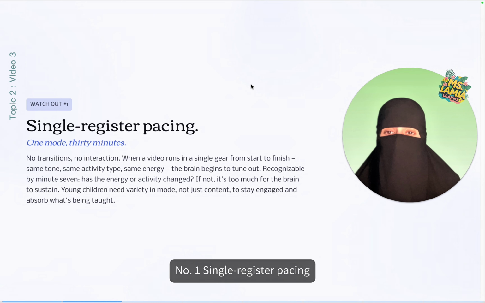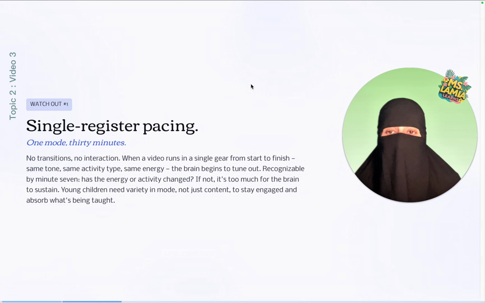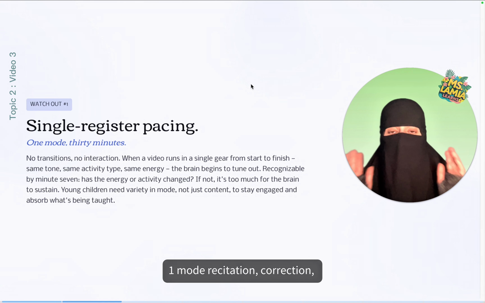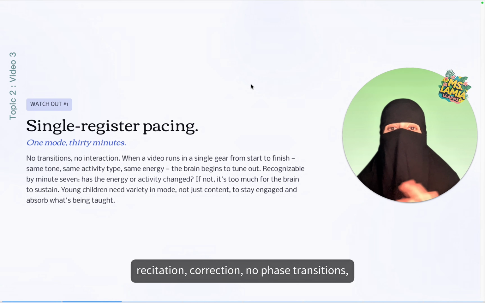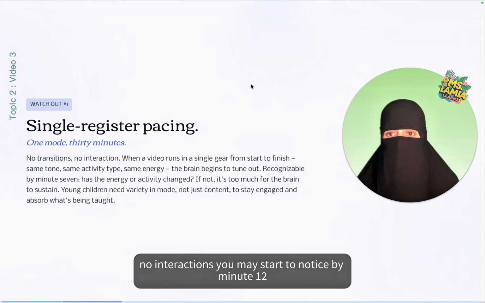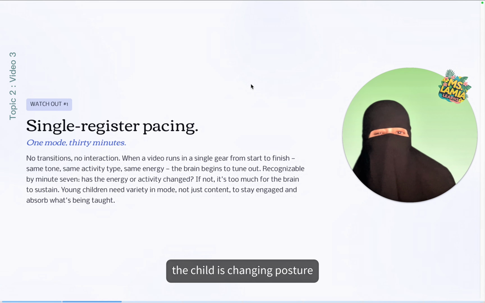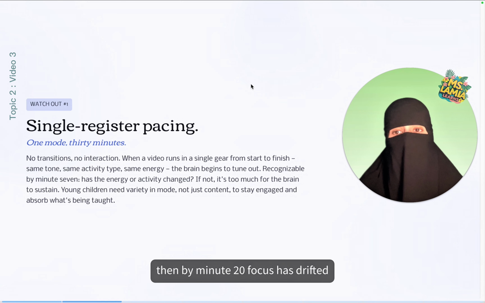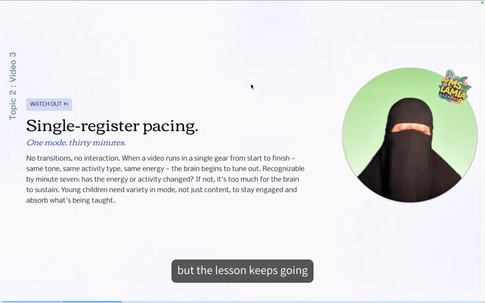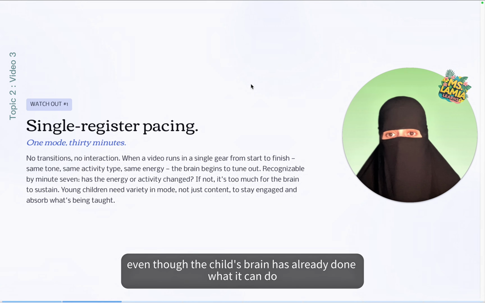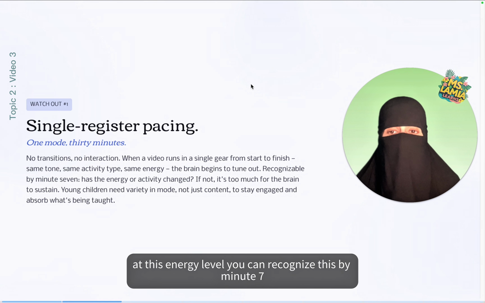Number 1, single register pacing. This looks like 30 minutes, one mode. Recitation, correction, recitation, correction. No phase transitions, no interactions. You may start to notice by minute 12 the child is changing posture. Then by minute 20 focus has drifted. But the lesson keeps going even though the child's brain has already done what it can do at this energy level. You can recognize this by minute 7 actually.